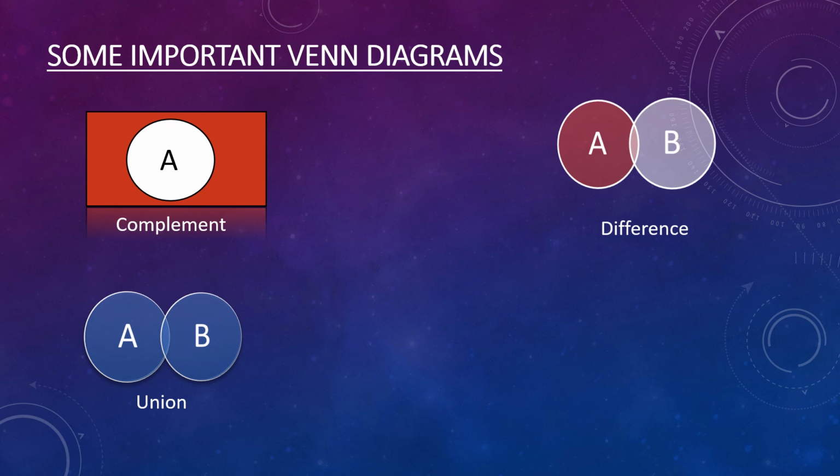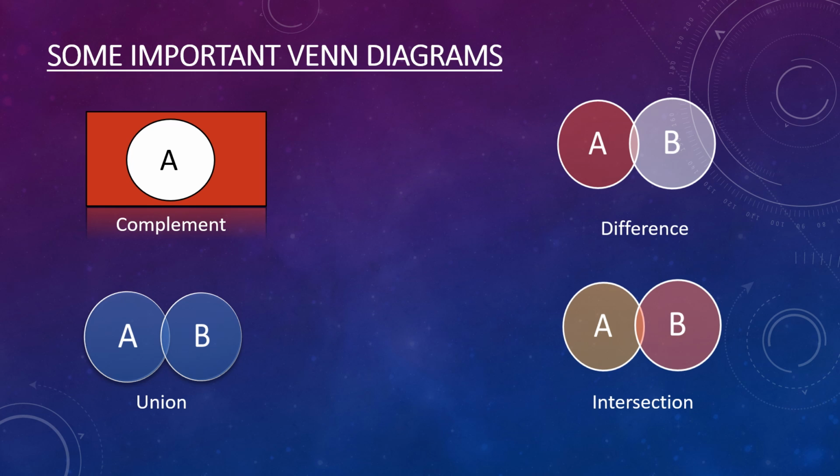This Venn diagram that you see now is an example of union. We have both A and B and also their common elements. The example that you are seeing now is of intersection. We have only the common elements of A and B.